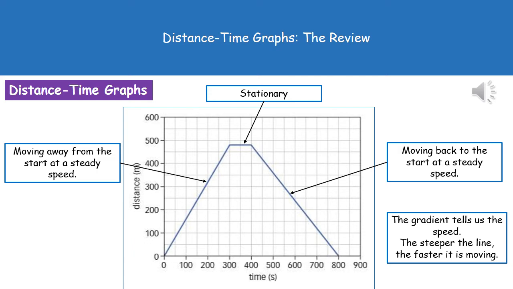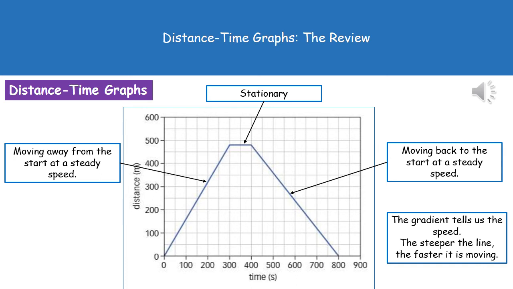So once we've identified our graph, then what we need to do is understand what these different features of our line actually represent. So the first one there, that initial incline on the diagonal line, tells us that we're moving away from our start at a steady speed. Because it's a nice straight diagonal line, that means it's a steady speed.